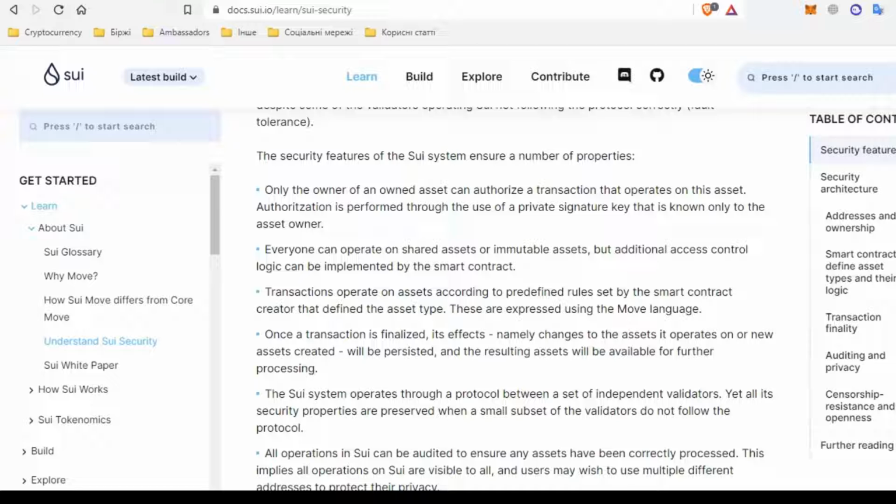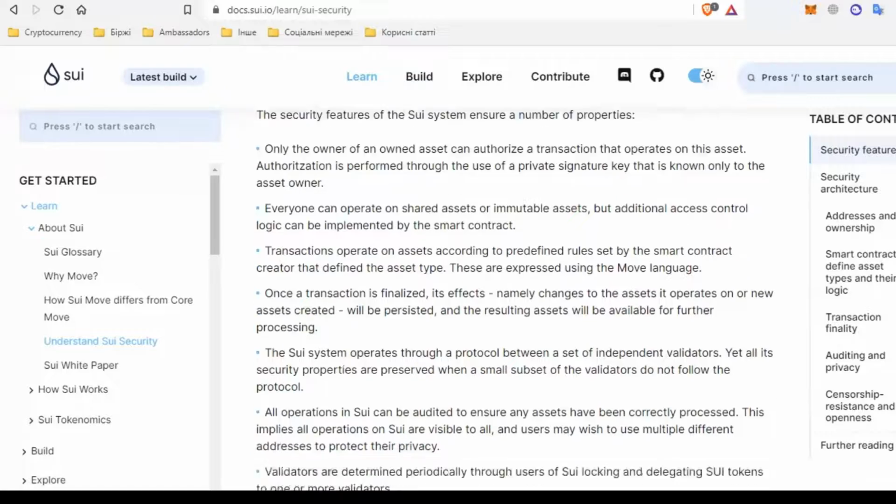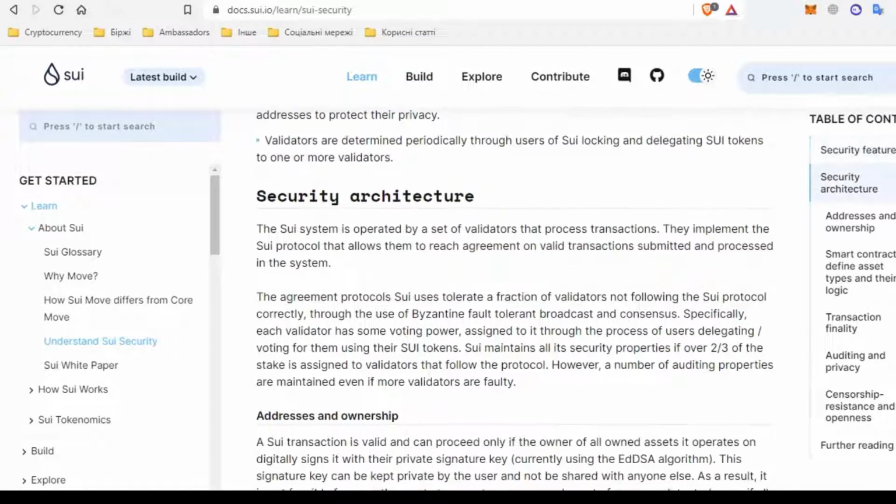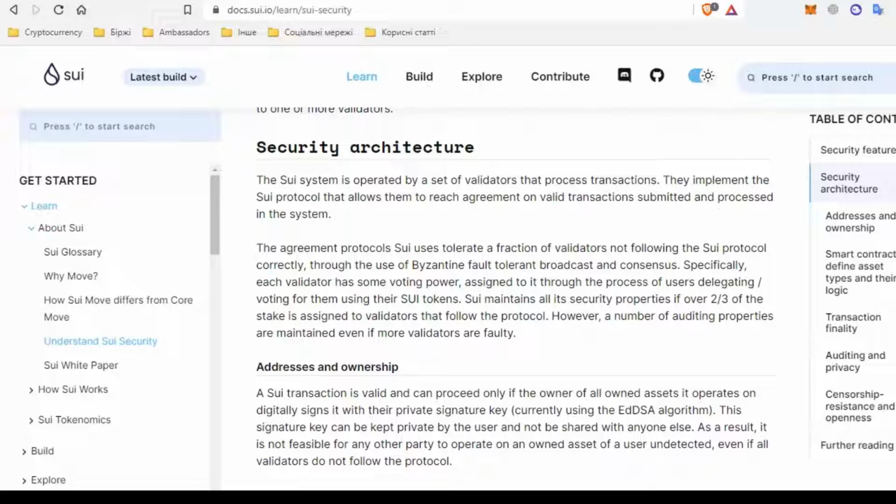Next, the SUI system works through a protocol between a set of independent validators, while maintaining maximum security even if a certain number of validators don't follow the protocol. Any transaction in SUI can be checked to see if it was processed correctly. That is, all transactions are publicly available and anyone can check them. And the last one, validators are determined periodically by locking SUI and delegating SUI tokens to one or more validators. So let's go to security architecture and talk about it.